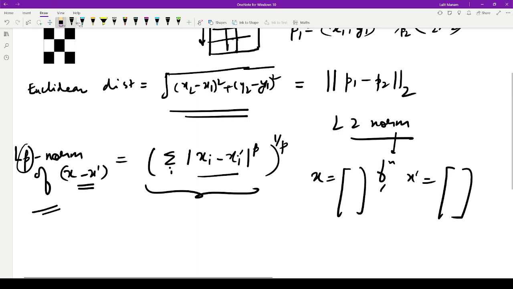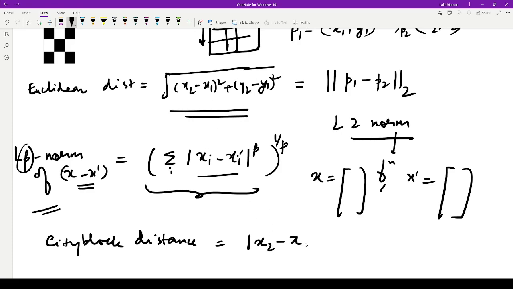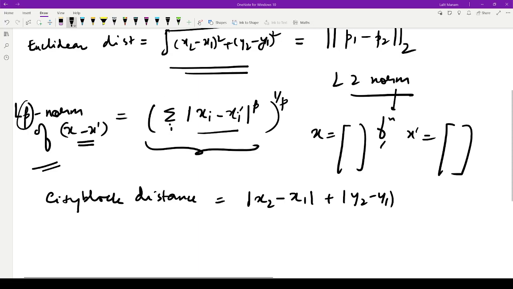What is city block distance? Sir, mod of i minus k plus mod of j minus l. Yeah, it is actually L1 distance. So, given this notation, I'll use mod of x2 minus x1 plus mod of y2 minus y1. Is it right? Yes, sir.